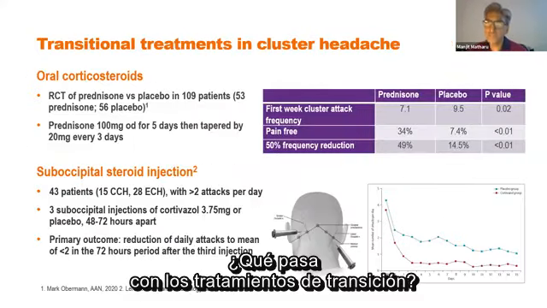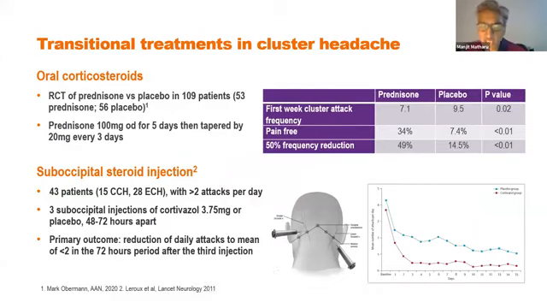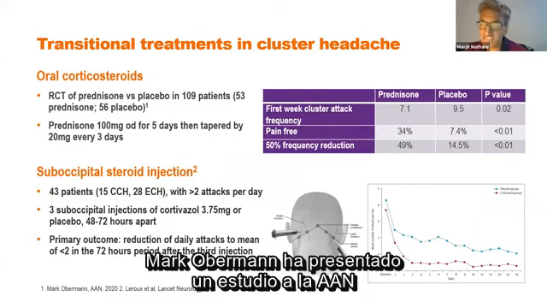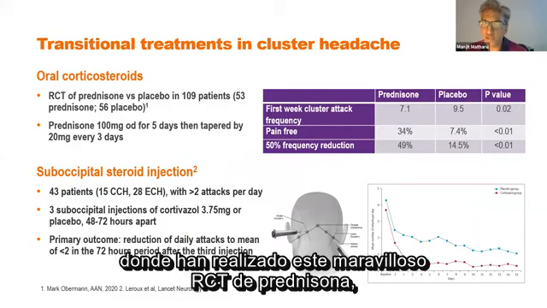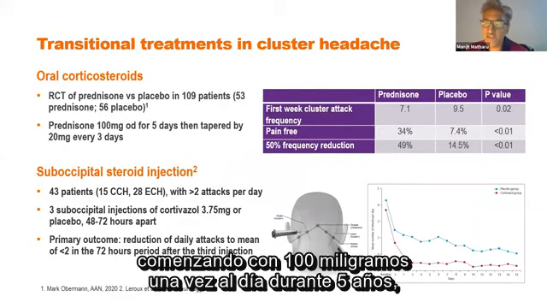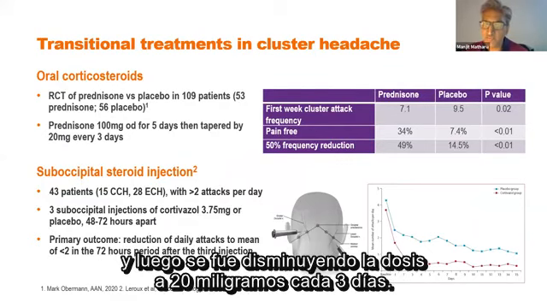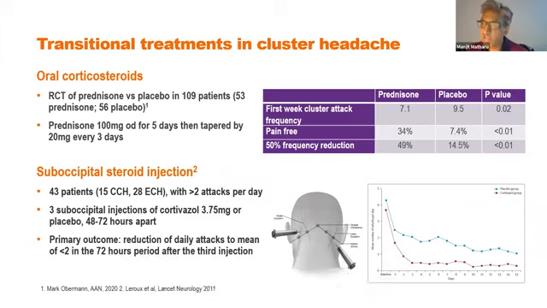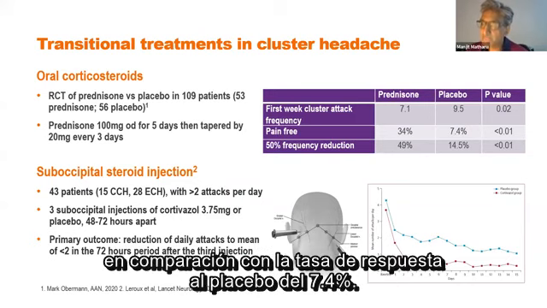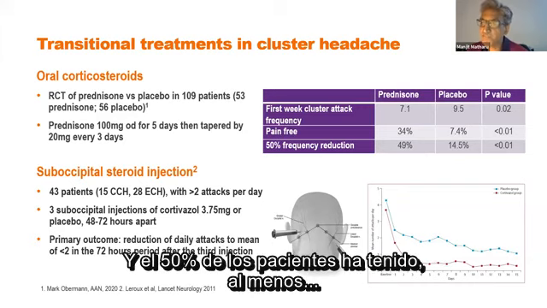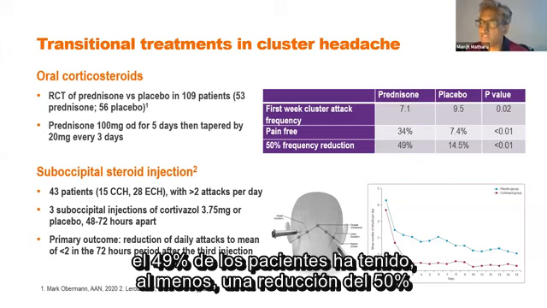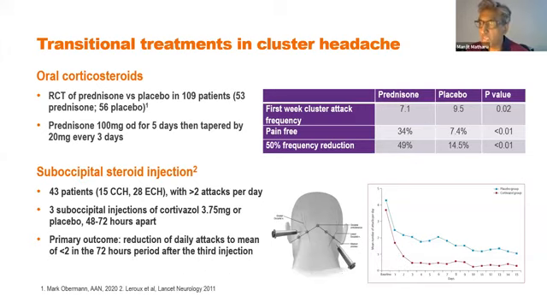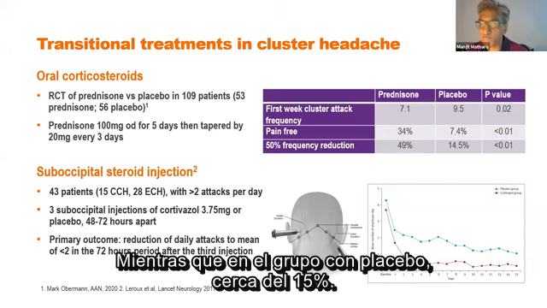What about the transitional treatments? Hot off the press, Mark Obermann has just presented a study at the AAN where they've done this wonderful RCT of prednisolone, starting at 100 milligrams once daily for 5 days and then tapering the dose by 20 milligrams every 3 days. What they've shown is that 34% of the patients are rendered pain-free compared to a placebo response rate of 7.4%, and 49% of the patients have at least a 50% reduction in the treatment group versus about 15% in the placebo group.